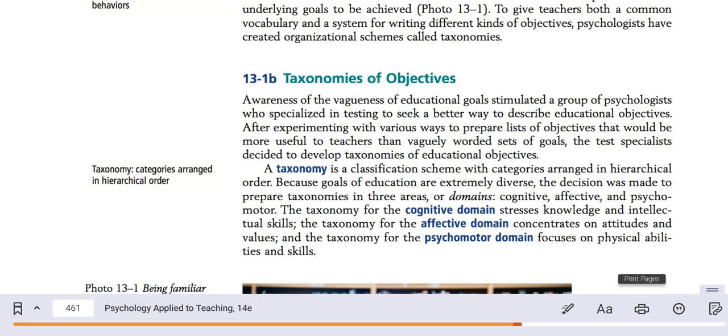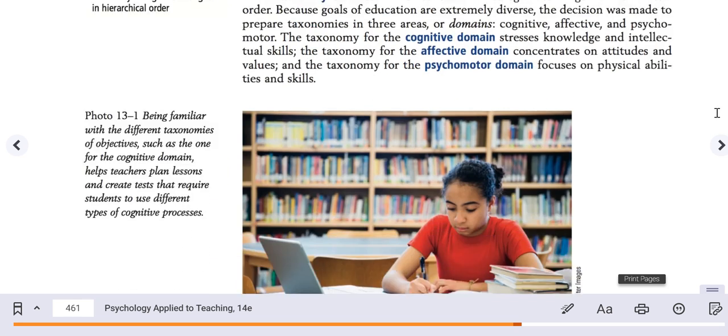Because goals of education are extremely diverse, the decision was made to prepare taxonomies in 3 areas, or domains: cognitive, affective, and psychomotor. The taxonomy for the cognitive domain stresses knowledge and intellectual skills. The taxonomy for the affective domain concentrates on attitudes and values. And the taxonomy for the psychomotor domain focuses on physical abilities and skills.